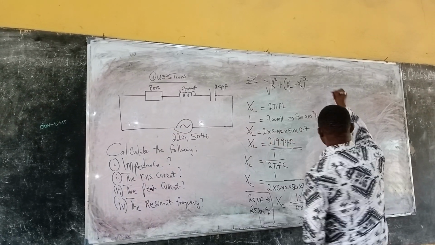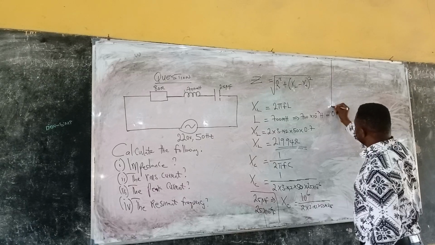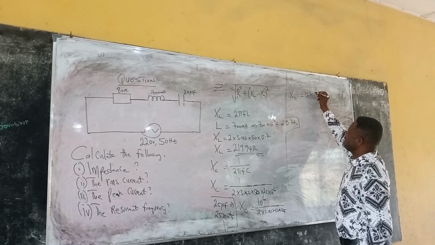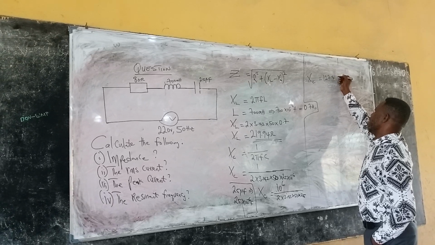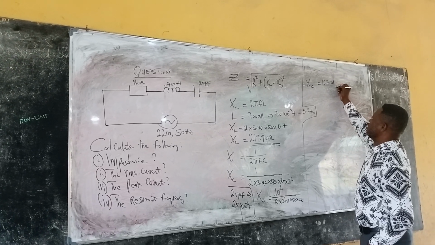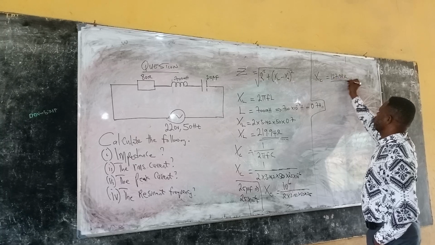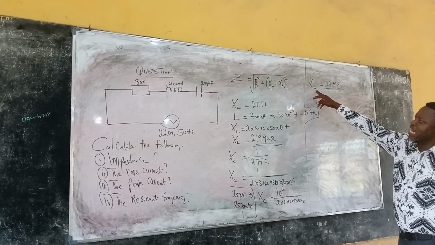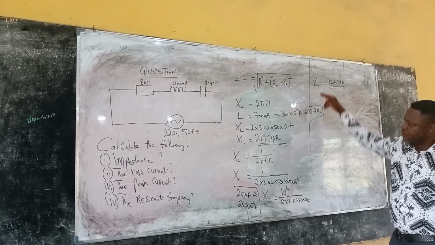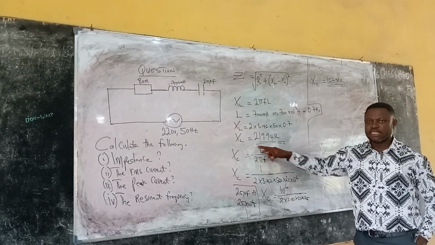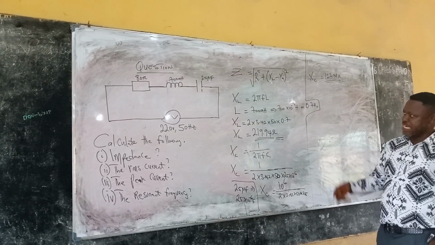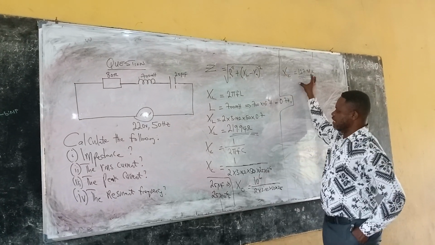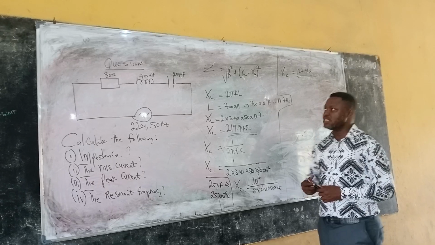Let's see what we have for our XC. 127.331 ohms. Okay, so we've gotten our capacitive reactance. We've gotten our inductive reactance. So to find the impedance now, knowing that R is 80, we now put all these values into our equation.